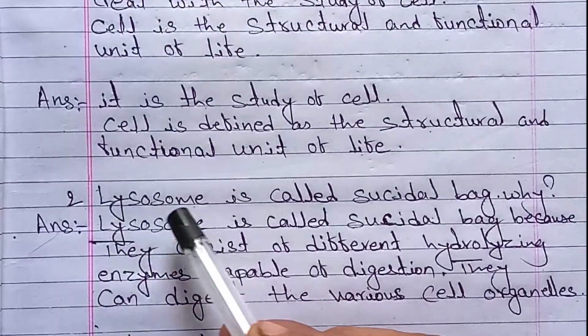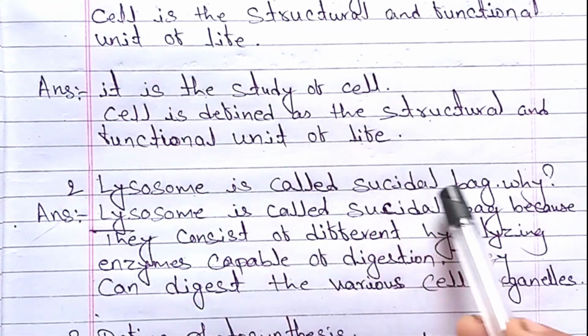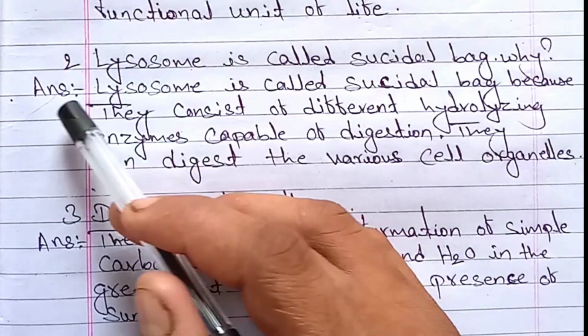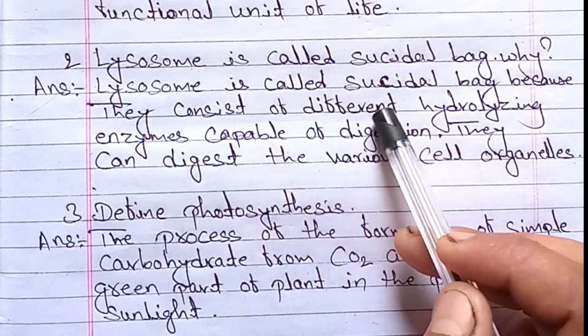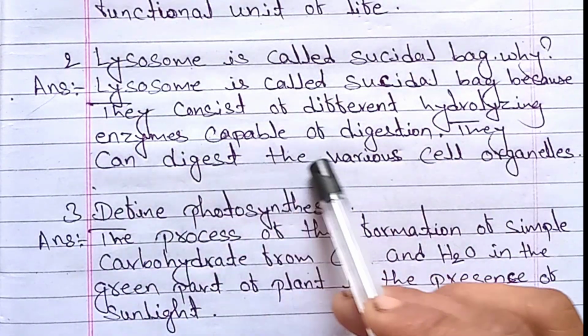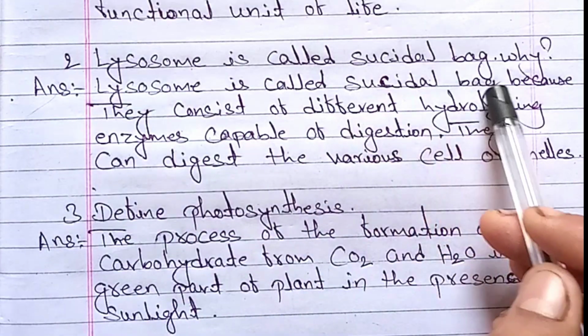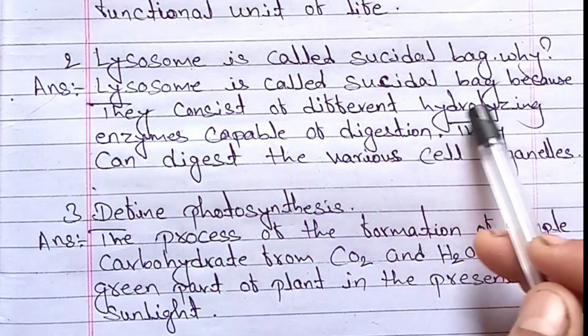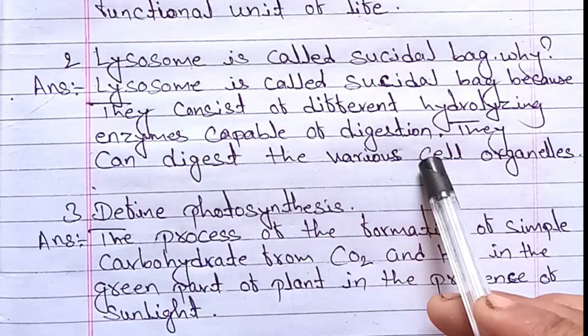Question number 2, lysosome is called suicidal bag. Why? Answer, lysosome is called suicidal bag because they consist of different hydrolyzing enzymes capable of digestion. They can digest the various cell organelles.